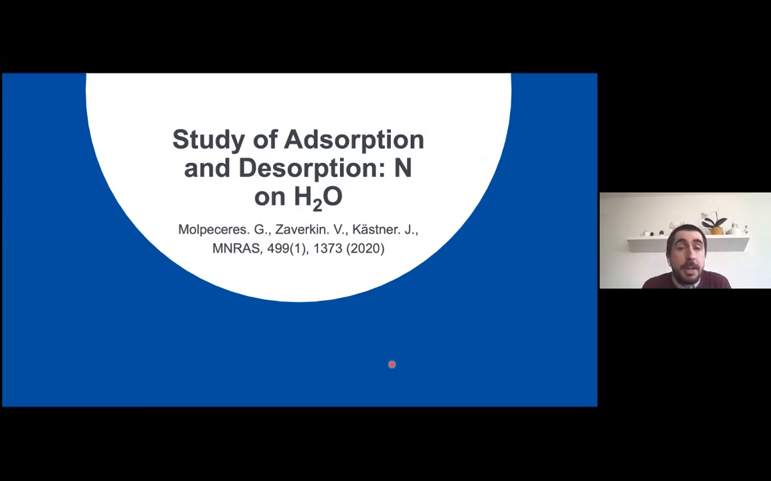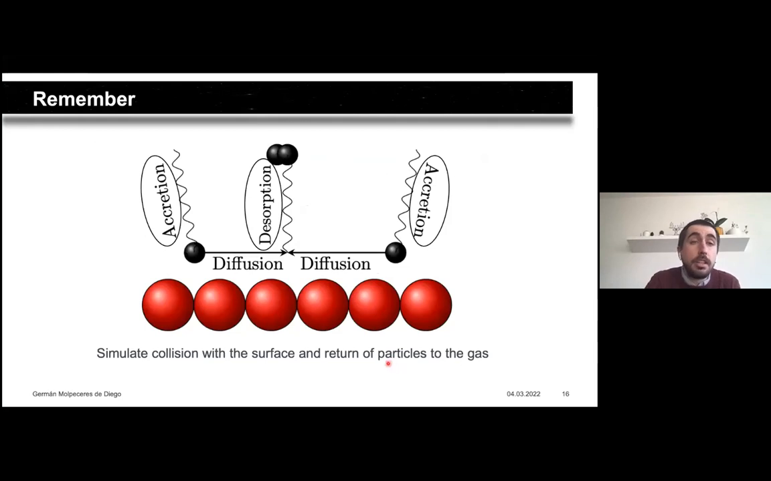Once that is explained, I will go into detail into some applications in which these results that I'm going to be presenting here are just enabled by the use of these neural network techniques. And I will start with, in this diagram, these two processes here. So accretion or adsorption and desorption of particles. So what we are going to do is to simulate the collision of particles with the surface and how these particles eventually return to the gas.